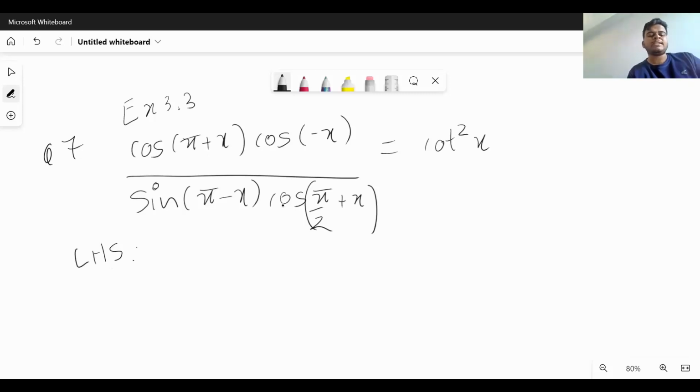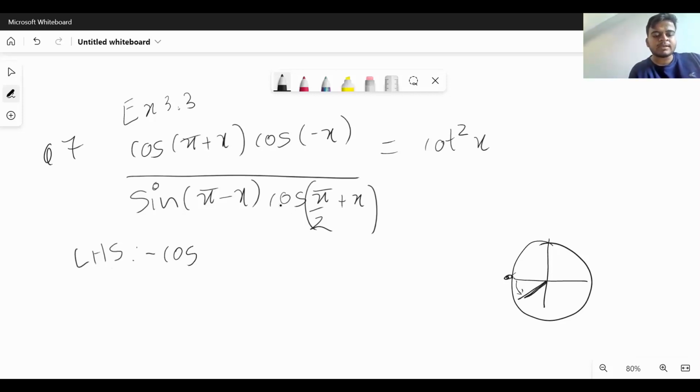Cos(pi plus x). If I make a quadrant here, pi is somewhere here, and pi plus x would be somewhere here. It will be in the third quadrant. Is cos positive or negative in the third quadrant? It's negative, right? So I can write this as minus cos x. The function of cos won't change because we are taking with reference to pi, correct? So it will be minus cos x.